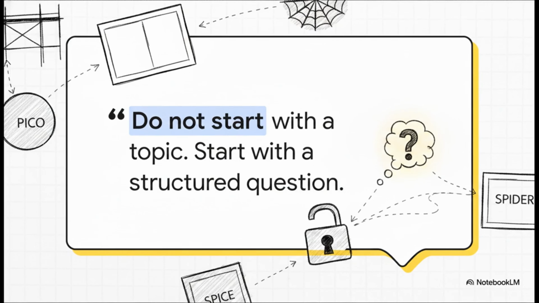I want to leave you with one absolute golden rule for your research journey. Do not start with a topic. Start with a structured question. Frameworks like PICO, SPICE, and SPIDER aren't just extra academic busywork. They're the architectural blueprints for your entire study. So if you can't map your idea right now, step back, grab a template, and crack the code.